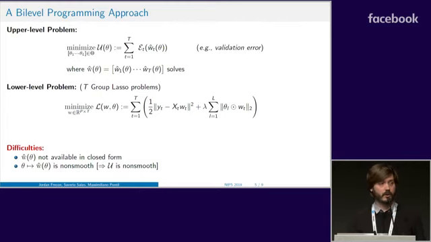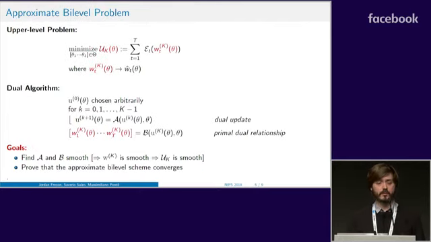In order to overcome these 2 issues, we propose an approximate bi-level problem. This problem is very similar to the one before. The only change is that we have replaced W hat by WK, which is the output of a dual algorithm that converged to W hat. This dual algorithm involves two mappings A and B as follows. First, the dual variable U is updated k times using the mapping A, and then WK is obtained by using the primal-dual relationship B.